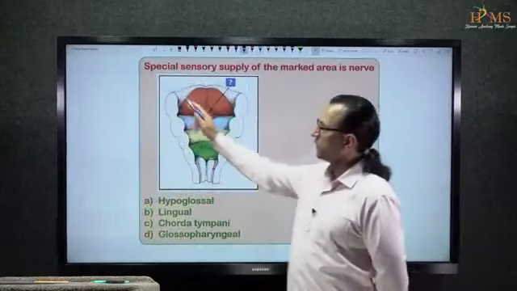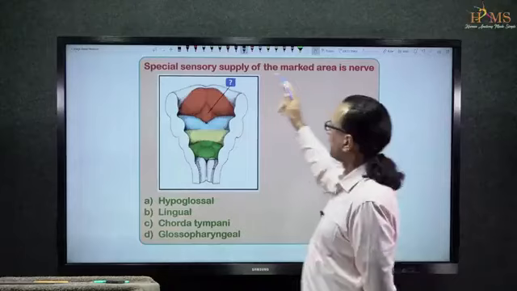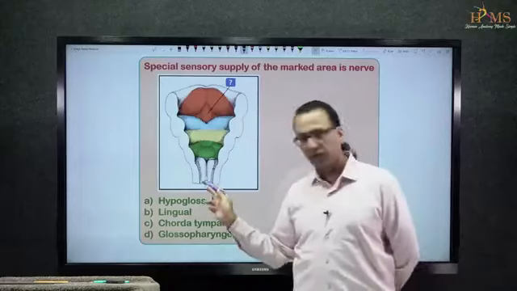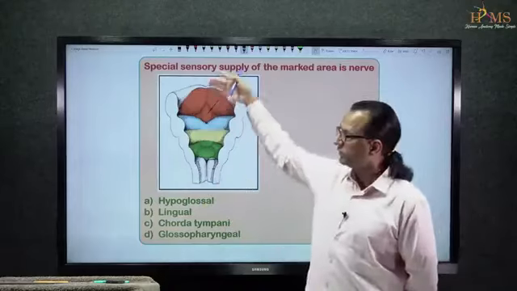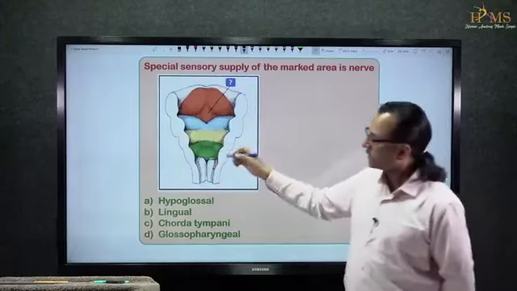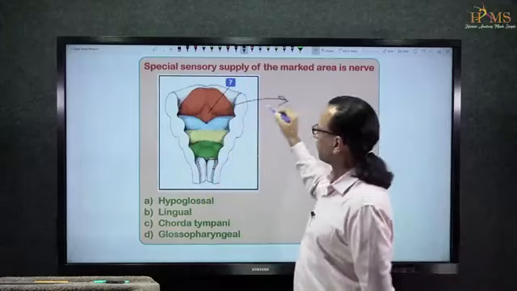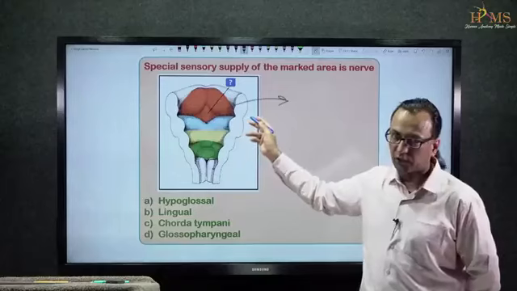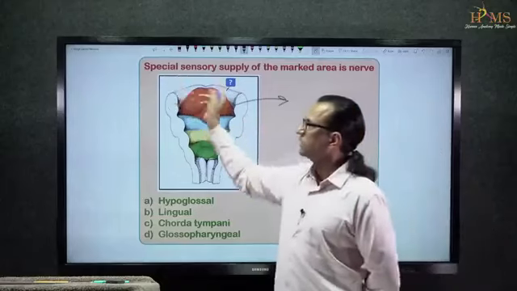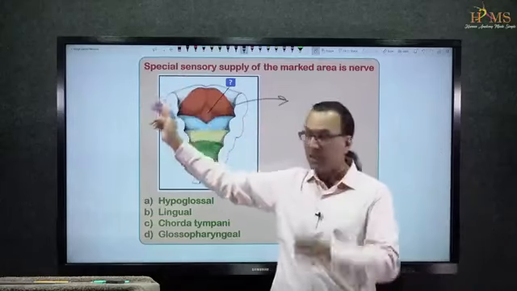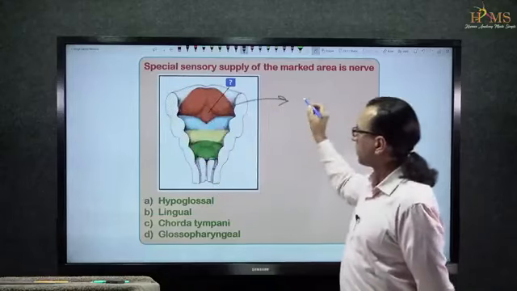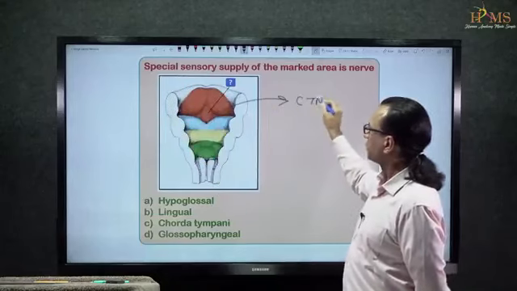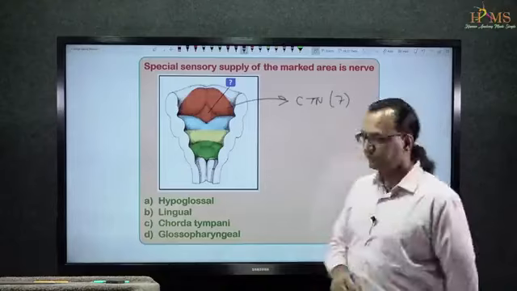Presently, this is a question asking about the special sensory supply of the marked area. This is actually the floor of the pharynx, where you see the developing tongue, and it is understood that the anterior 2/3 of the tongue develops from the first arch, so it will have the special sensory, that is the taste sensory supply, from the chorda tympani nerve, a branch of the facial nerve.